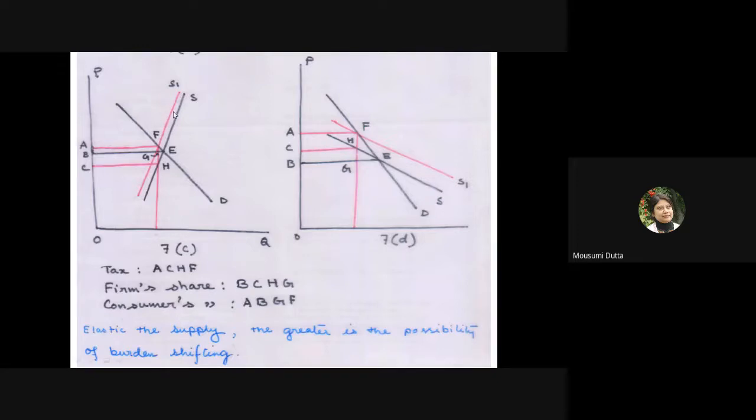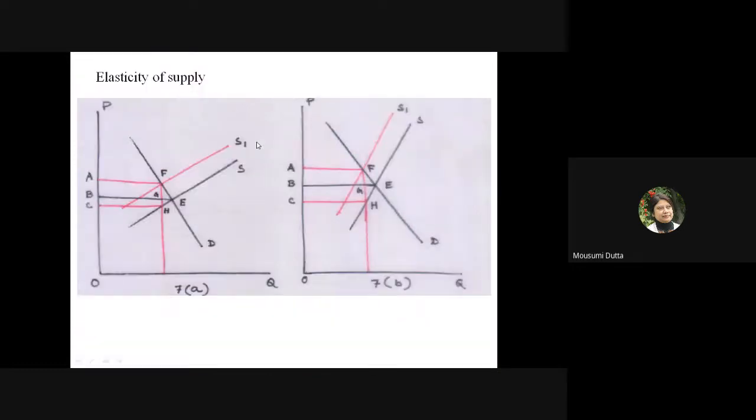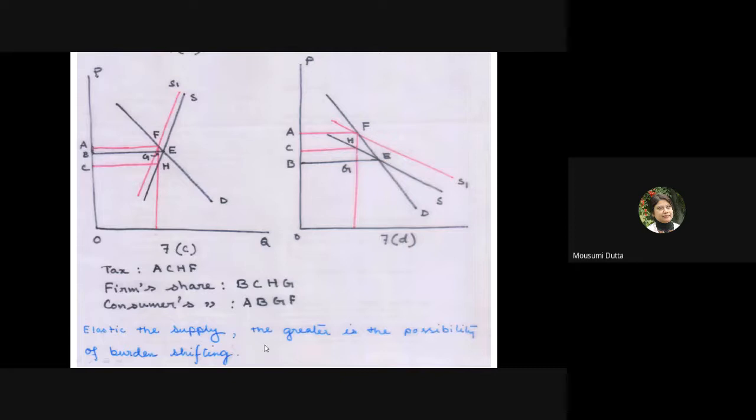Now, if I make the supply curve more inelastic, look, this rectangle, the part of the consumer surplus appropriated by the government, AFGB, is even smaller than BGHC, the loss in producer surplus appropriated by the government in the form of tax revenue. So the upper rectangle is becoming thinner, whereas the lower rectangle is becoming wider as I consider more inelastic supply. If I compare A, B, C, it is clear that the more elastic the supply, the greater is the possibility of burden shifting.